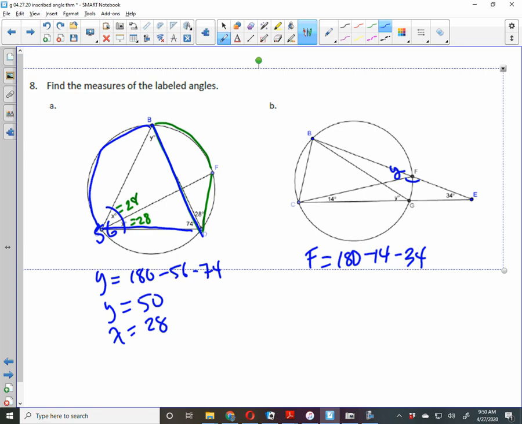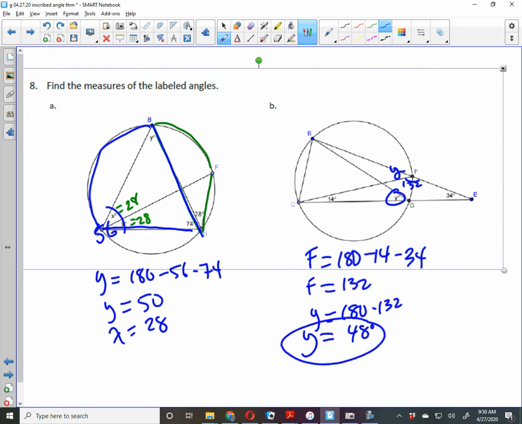Pick up a calculator, and we're going to get what? 132. If that's 132, then y is supplementary to 132. So therefore, isn't y equal to 180 minus 132 or 48 degrees? So right there, y is equal to 48 degrees, and we're done.